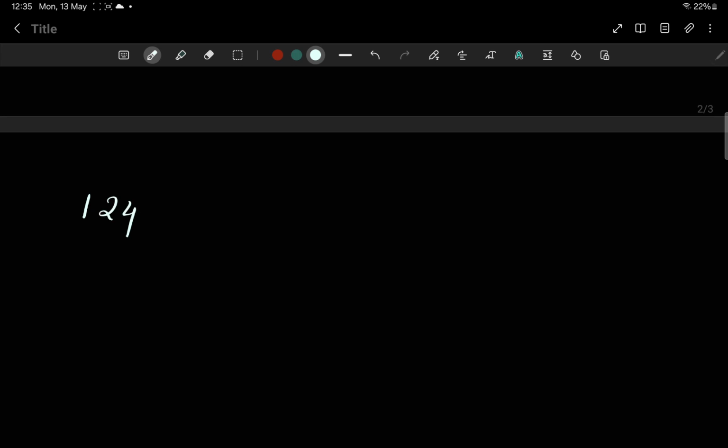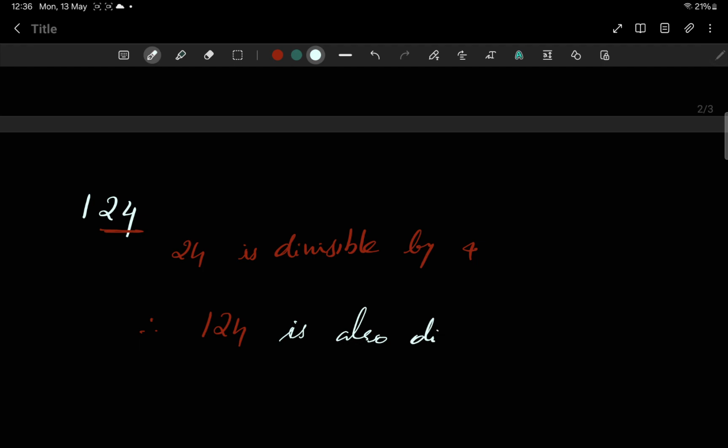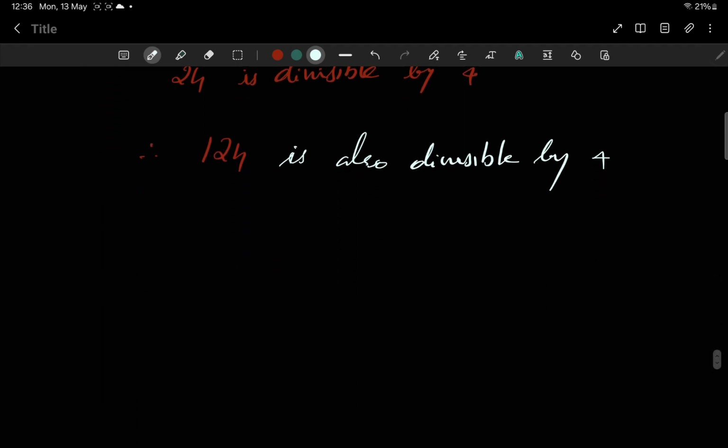So I will also write one more example, that is 124. I am taking the last two digits. We know that 24 is divisible by 4. Therefore 124 is also divisible by 4.